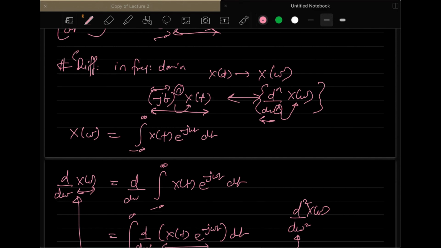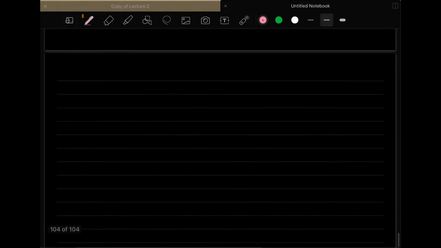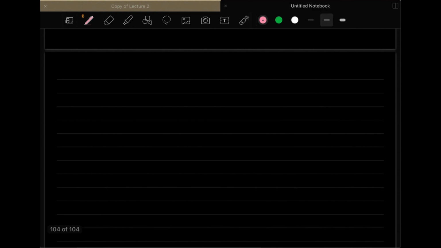So this is basically the differentiation property in frequency domain. The next property, which is very important as far as the practical aspects, or the importance of the Fourier transform, is the convolution property.